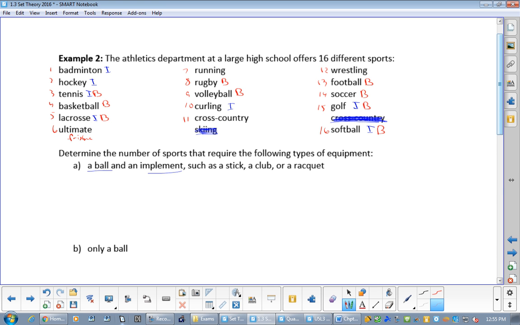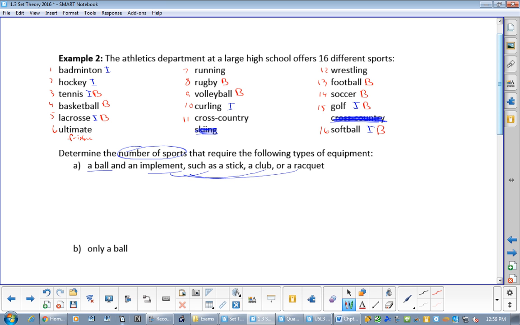Okay? So if it was a test or whatever, that stuff would be very, very clear. We really haven't done any. So it says determine the number of sports. See, it says number. Yeah, implement. Implement includes these.